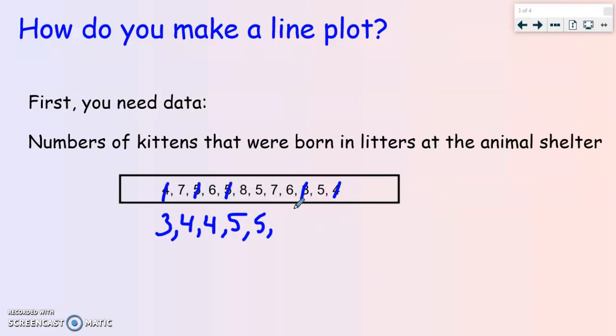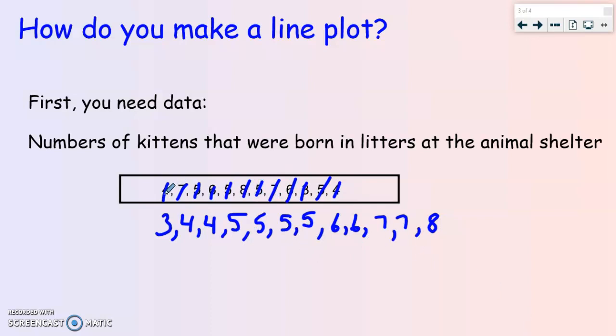5, 5, and then there's 2 more 5s. So 5 here and 5 here. Okay. Now 6s. Okay, there are 2. And cross those out. And then I have 2 7s and 1 8. So 7, 7, and 8. All right, so like I said, you don't have to do this, but it might help some people to see it written out like this. So I've rewritten my data in numerical order grouped together.